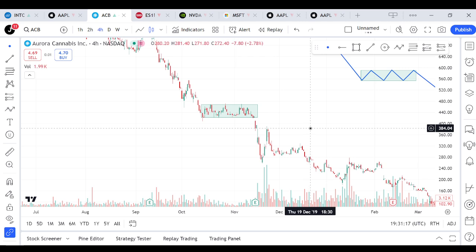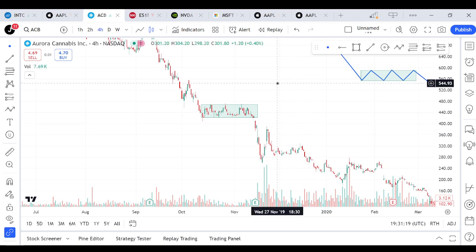So let's talk about how to trade using this chart pattern. The bearish rectangle pattern represents a systematic trading approach with clear entry points, stop losses, and profit targets. So your entry signal occurs when price breaks below the lower support line of the rectangle.